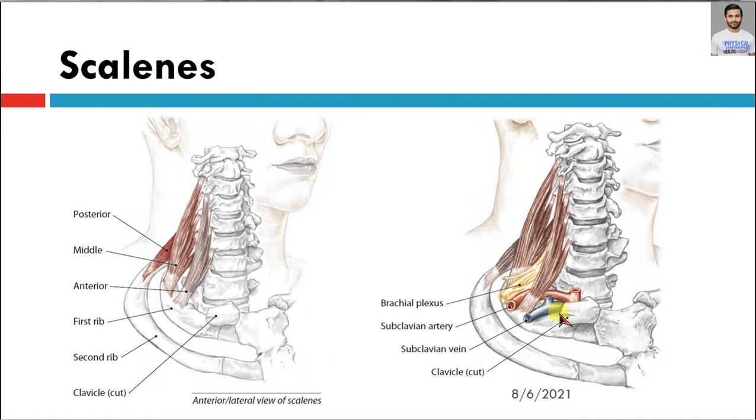So there is sometimes costoclavicular compression of these structures. If the scaleni muscles become taut and tight, it can really affect these structures, especially the neurovascular bundle, the subclavian artery, and the brachial plexus. So there are chances that just because of these three little muscles, a person's whole upper extremity function can be disturbed. So you need to learn to stretch the anterior, middle, and posterior scaleni, and it's just a bit of angulation that is required.